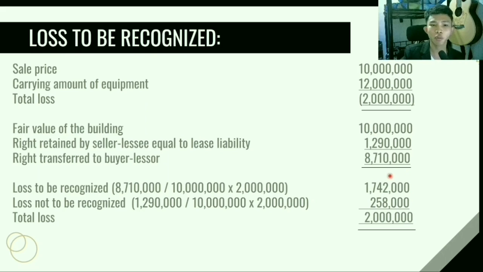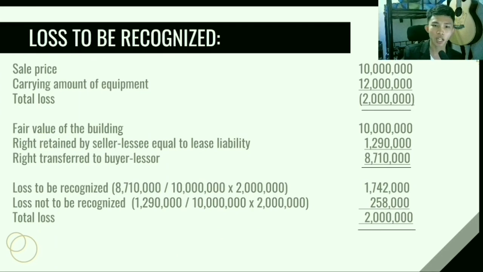So, kukunin natin yung part niya dito sa total loss na 2 million. To do that, we will divide the right transferred, which is 8,710,000 dito sa ating fair value of the building, which is 10 million. So, 8,710,000 divided by 10 million. Then, i-multiply natin siya sa total loss natin na 2 million. So, we will get 1,742,000 na loss to be recognized. So, we will do the same thing sa rights retained by the seller-lessee, pero this time, hindi na natin siya recognize sa journal entries natin.